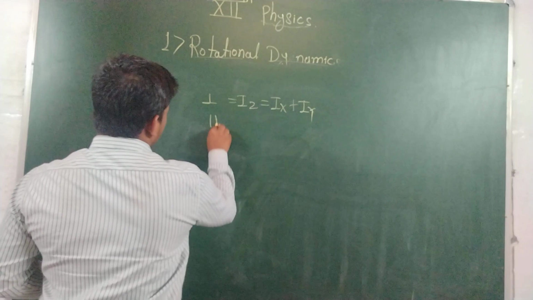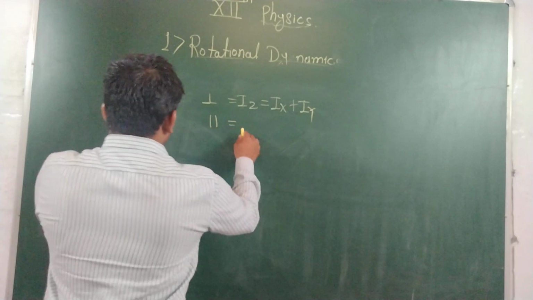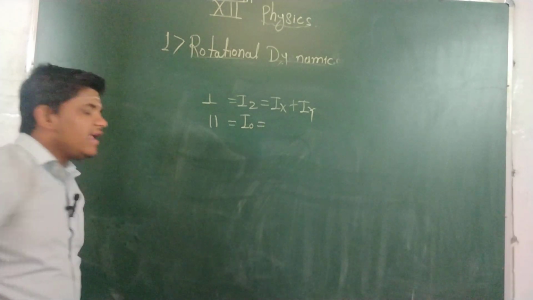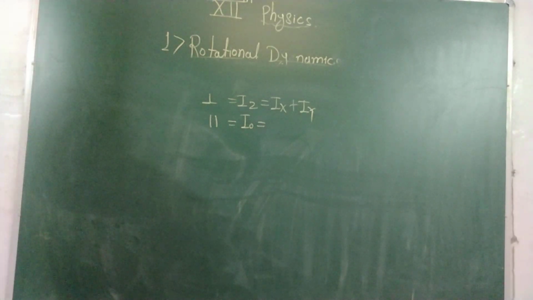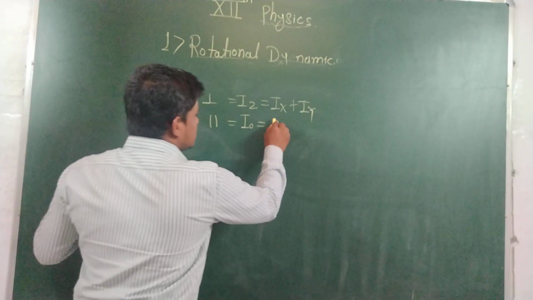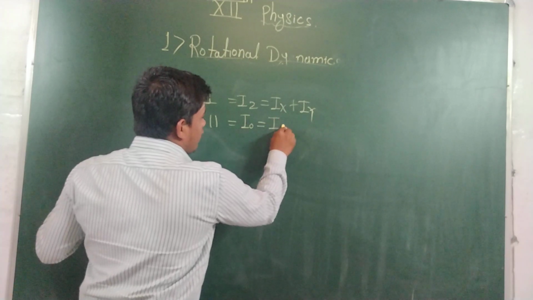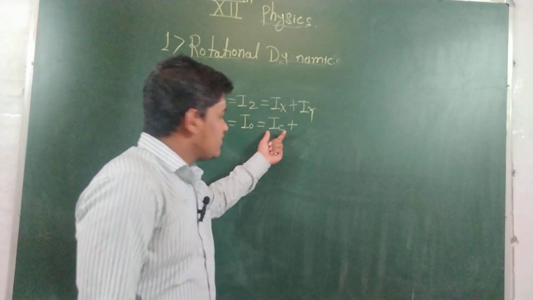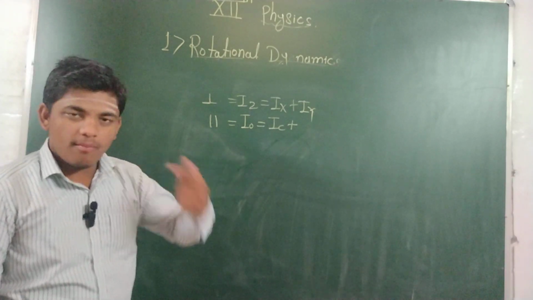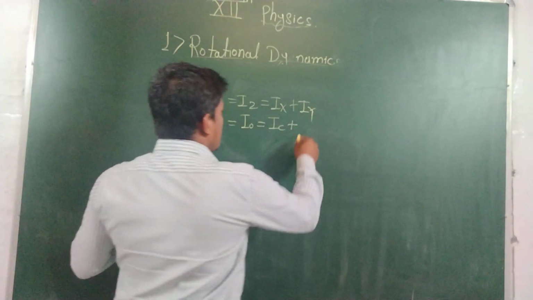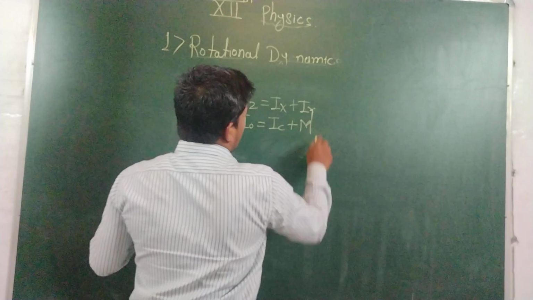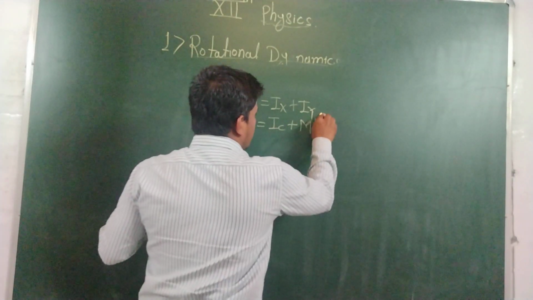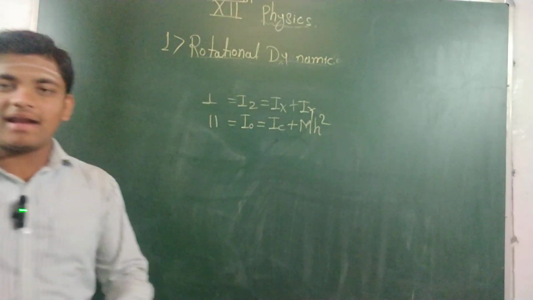And another one is the parallel axis theorem. The moment of inertia of the object about any axis of rotation is equal to the sum of the moment of inertia of the object around the axis passing through the center of mass of that object, and the product of the entire mass of the object and the square of the distance between the two parallel axes.